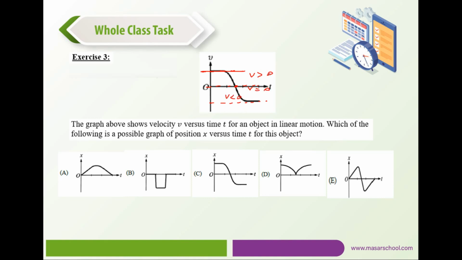So initially the velocity is positive, which means that the position is increasing. The velocity becomes 0, the position will be unchanged, and here in this part the velocity is negative, which means that the position will decrease. And the best curve that describes this is A.